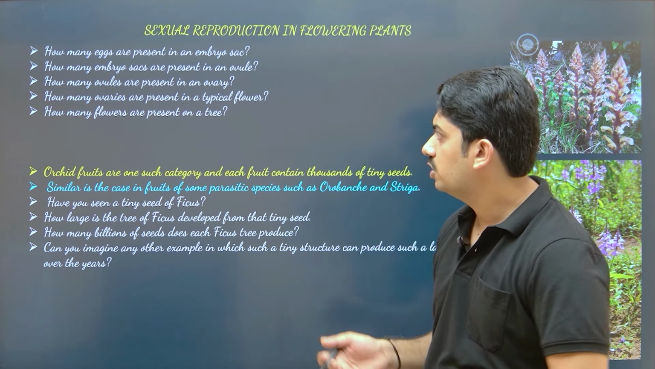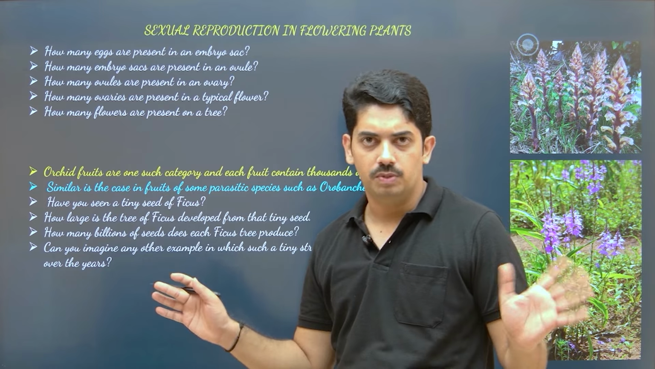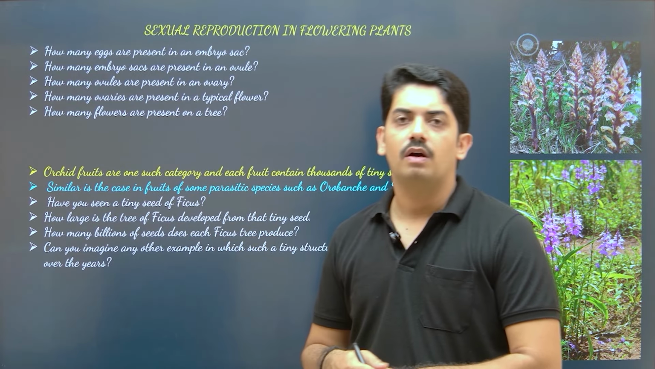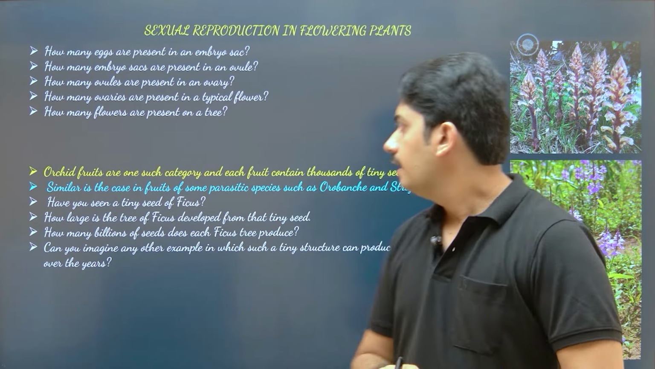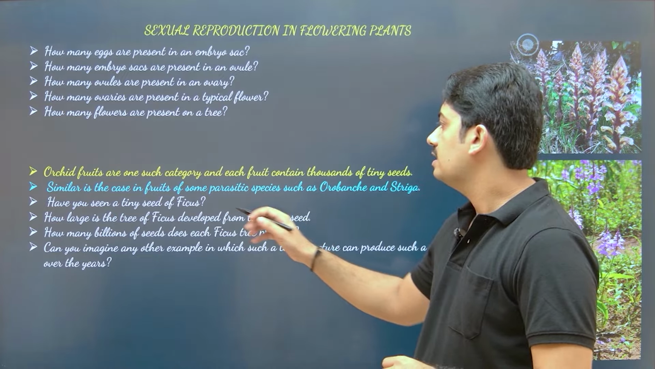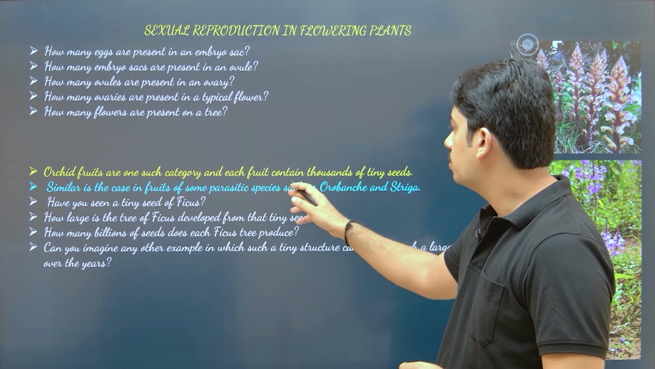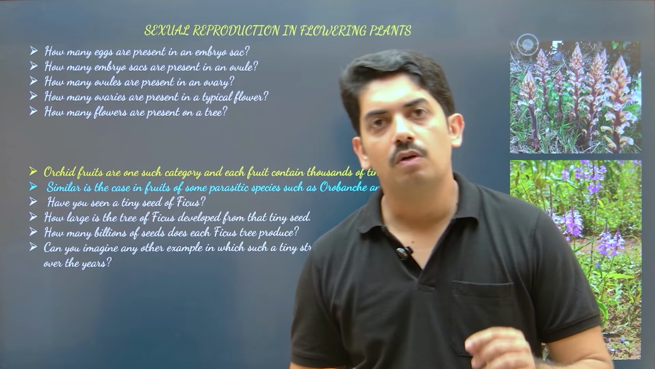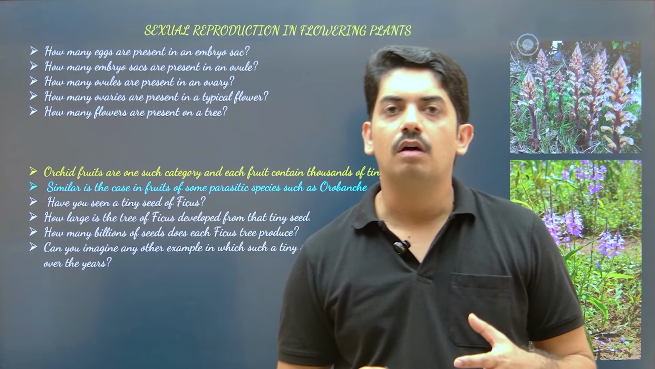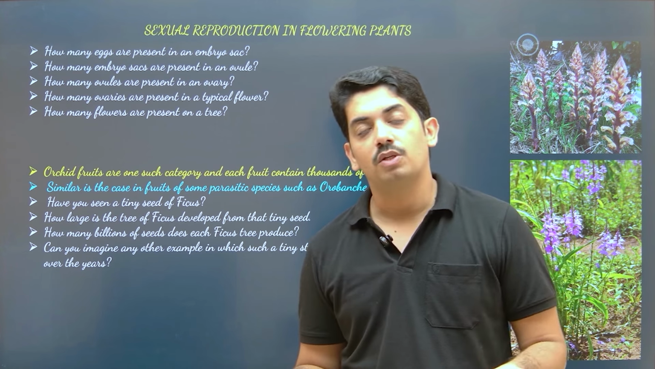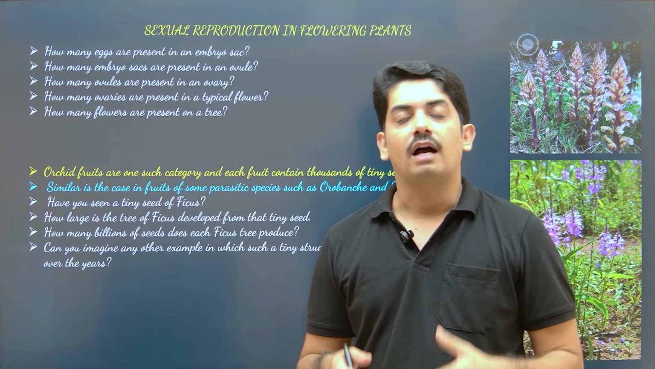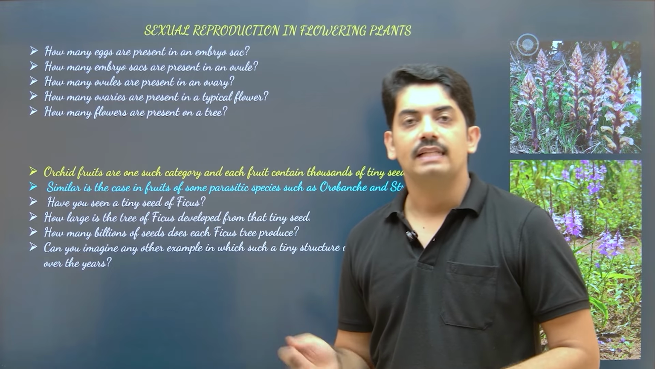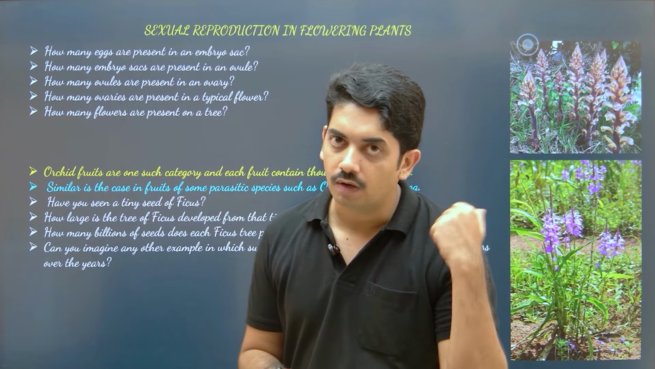So like that, there are so many variations we observe in the number of flowers. Now some more exceptions or interesting characters are given. Orchid fruits are one such category, and each fruit contains thousands of tiny seeds. That means if you observe the orchid gynoecium or ovary, how many ovules may be present? Thousands of ovules are present. After fertilization, all those ovules develop into seeds. That's why in the fruits we observe thousands of seeds.